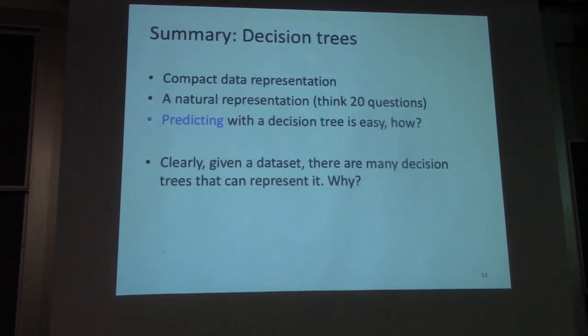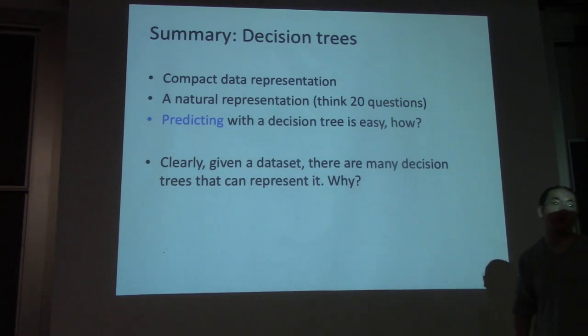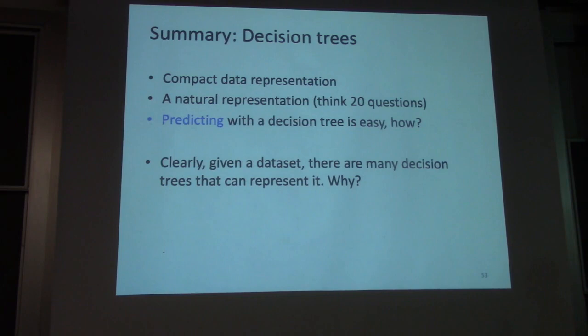So, to summarize, the decision tree: first, it is a compact data representation, as we have mentioned, right? Starting from the root node, it recursively partitions the data according to the test features associated with each node. And it's also a natural representation. Think of 20 questions: you can partition the data according to the answers. Very similar to human thinking and decision procedure. And predicting with the decision tree is easy because we can start with the root node, pick up each test feature, and go along the branch down until we reach a leaf node.